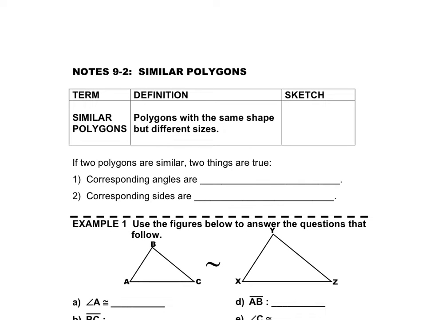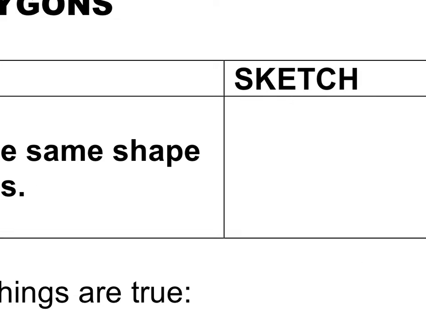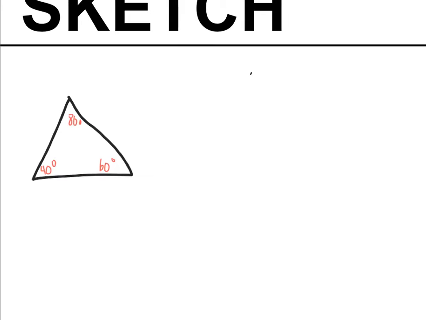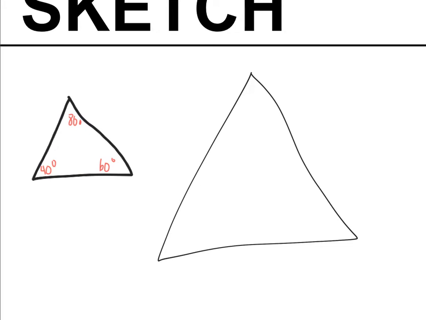Polygons that are the same shape but different sizes. So maybe I've got a triangle here, and maybe the angles are, I don't know, 40, 60, and 80. Well, I can have a similar triangle that has the exact same angles, but it's just bigger. So maybe this is 40, 60, and 80. So the same shape and angles, but they have different sizes.